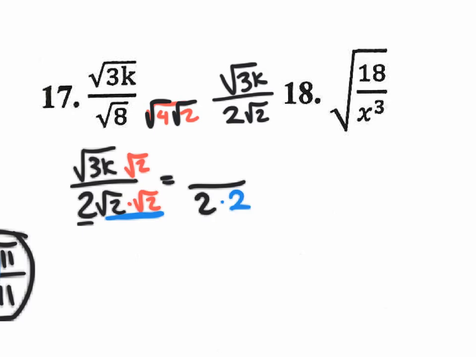And up on top, you could actually just multiply these and put them together underneath one square root. So we're going to put one square root, and we're actually going to multiply 3k times 2. 3k times 2 is 6k. So our final answer is the square root of 6k over 4.